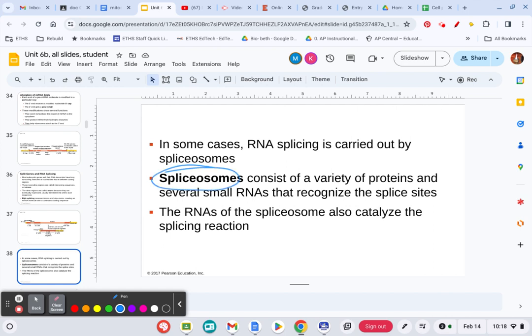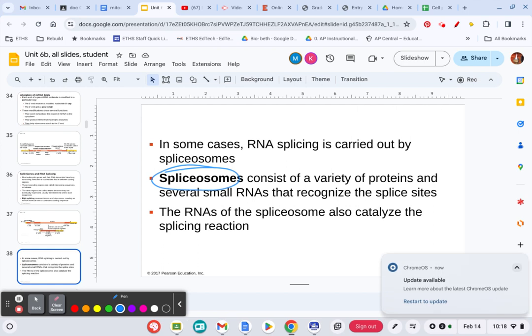Spliceosome is made up of a bunch of proteins, as well as these little pieces of RNA. Now remember, RNA is how many strands? One. So there are certain RNAs. When they first started discovering RNAs, they thought there were only 3 types of RNA, or 2 types of RNA, and then they started finding other RNA. This is one of these types of RNA, and it actually starts to take out the intron areas, or the parts that do not belong in this particular mRNA sequence.